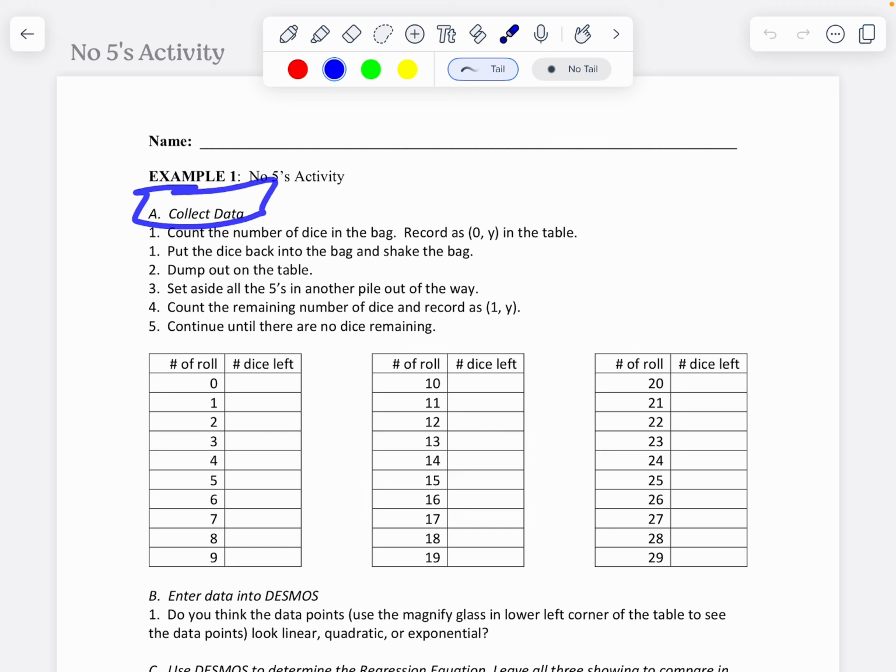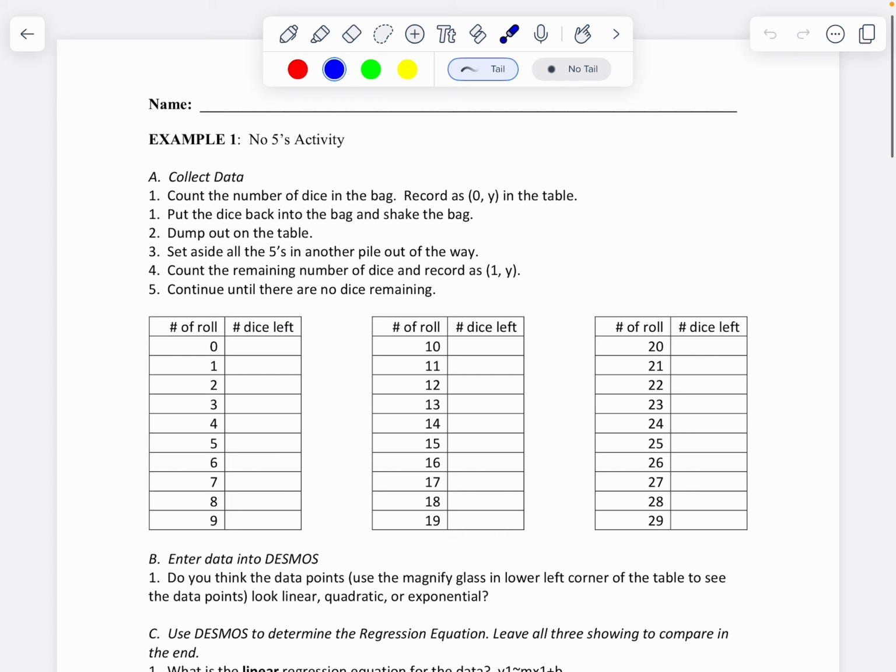Your first step is to collect the data. You are going to count the number of dice that are in your bag to start. That will be your first data point. You're going to put the dice back into the bag and shake it. You don't want to know what you're going to get. You're just shaking it up. You want it to be random.